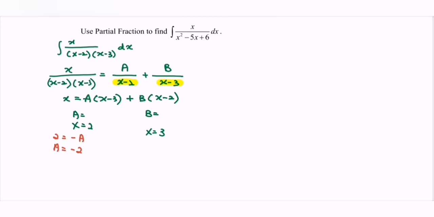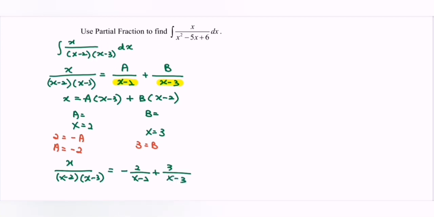Next, continue. If we substitute x equals 3, we will have 3 equals, focus on the A, 3 minus 3, the A can be eliminated. Focus on the B, so 3 minus 2, and we will have B. So finally, that will be our answer. Kindly rewrite the situation. X over (x minus 2) multiplied with (x minus 3) can be rewritten in partial fraction as negative 2 over x minus 2 plus 3 over x minus 3. So that is the partial fraction.